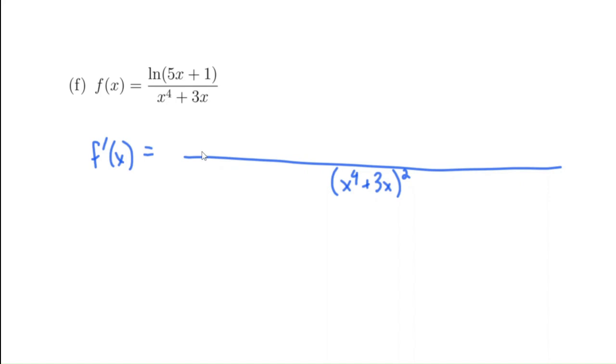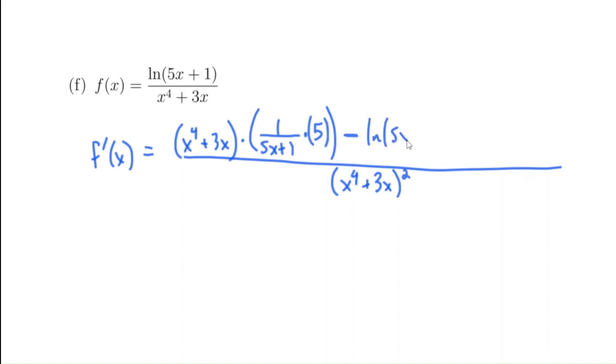There's the low squared. Now let's do low, x to the fourth plus 3x. Make sure to put it in parentheses. Times d high. Now what's the derivative of natural log of something? Well, it'll be 1 over the something, and then times the derivative of the something, which would be 5. Okay, so there's the low. And this whole thing right here is the d high, minus high times d low. And what's the derivative of the bottom? Well, it'd be 4x cubed plus 3.